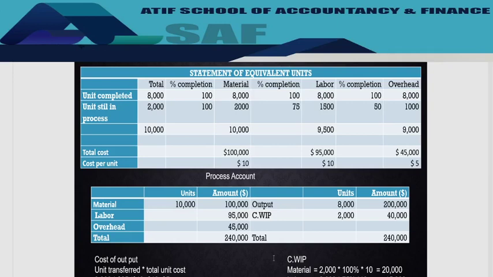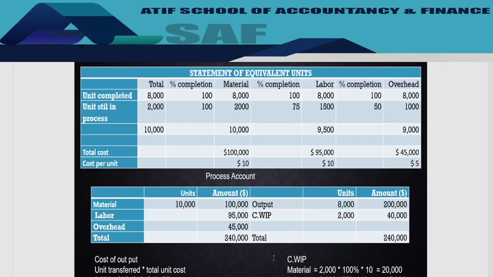For overhead costs, the still in process units of 2,000 are multiplied by the stage of completion of 50% and equivalent units are calculated. Total equivalent units come to 9,000 units. Total cost of $45,000 would be divided by 9,000 equivalent units and you will get the cost per unit as $5 per unit. To calculate the cost of output, units transferred are multiplied by the total unit cost.